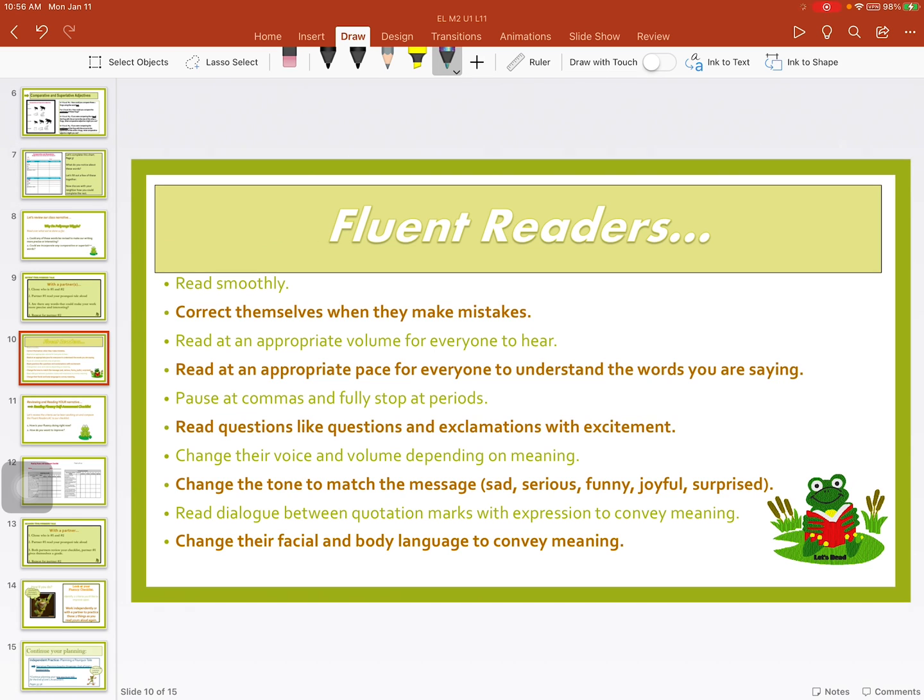We change our voice and volume depending on meaning. We change the tone to match the message: sad, serious, funny, joyful, surprised. We read dialogue between quotation marks with expression to convey meaning. And we change our facial and body language to convey meaning.